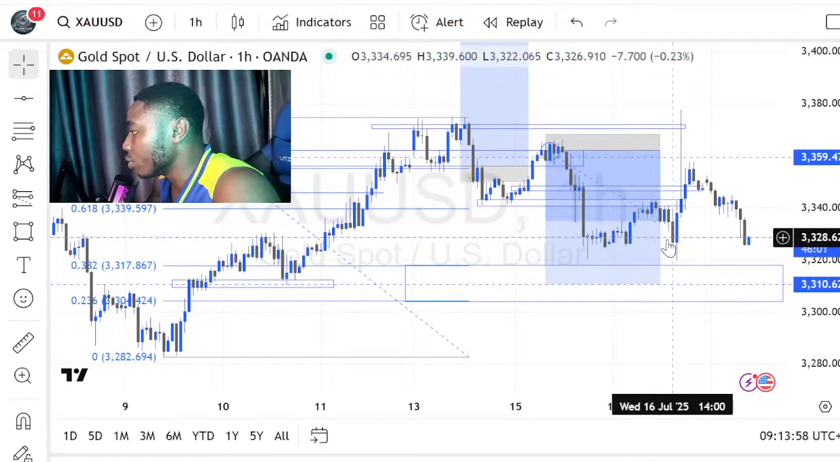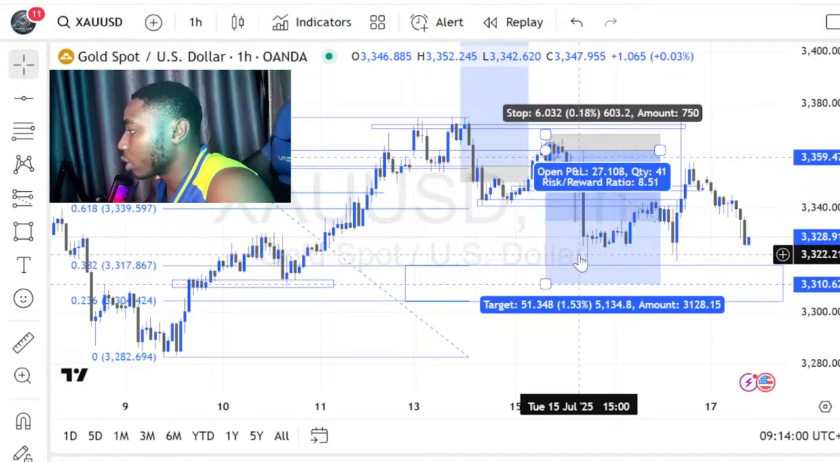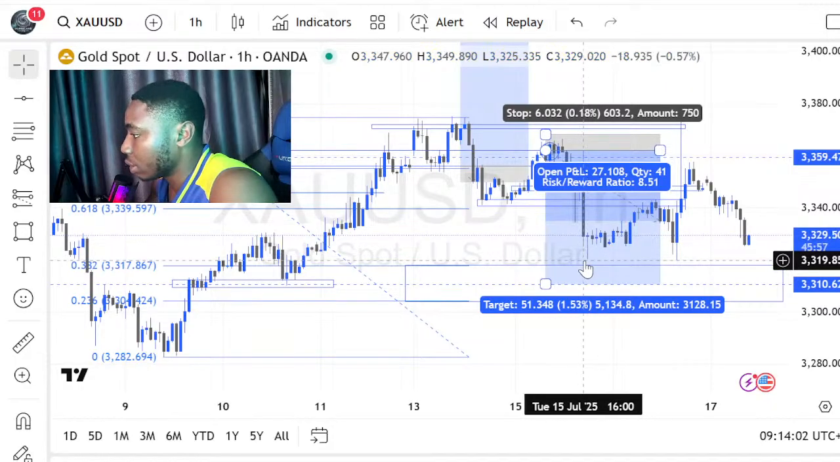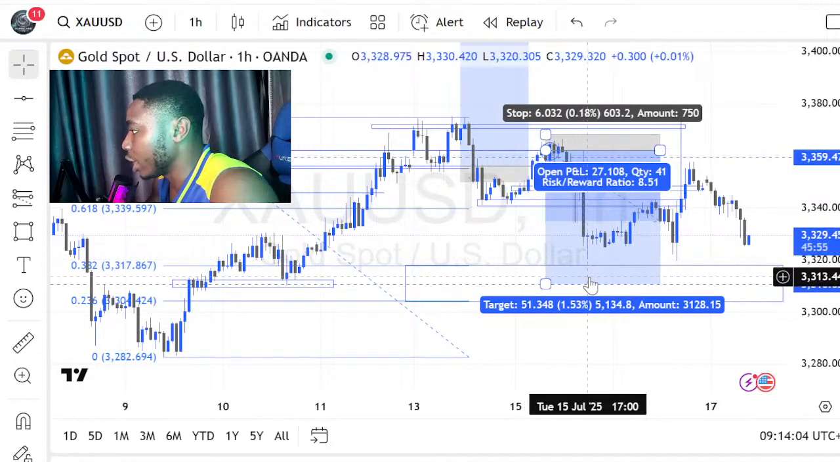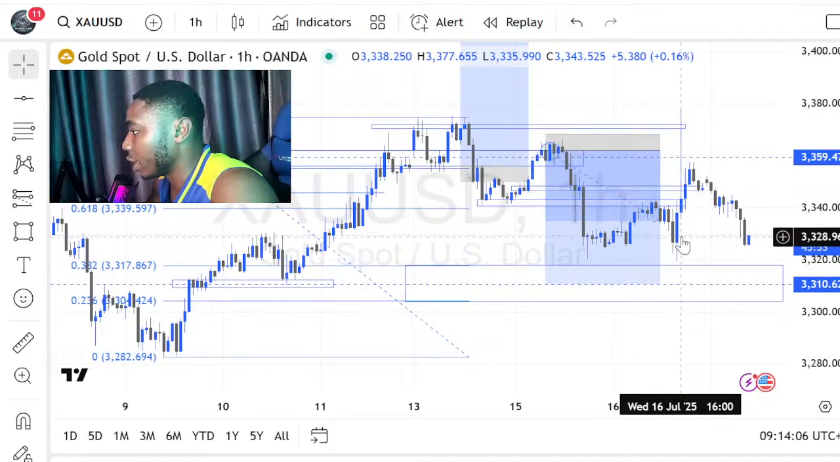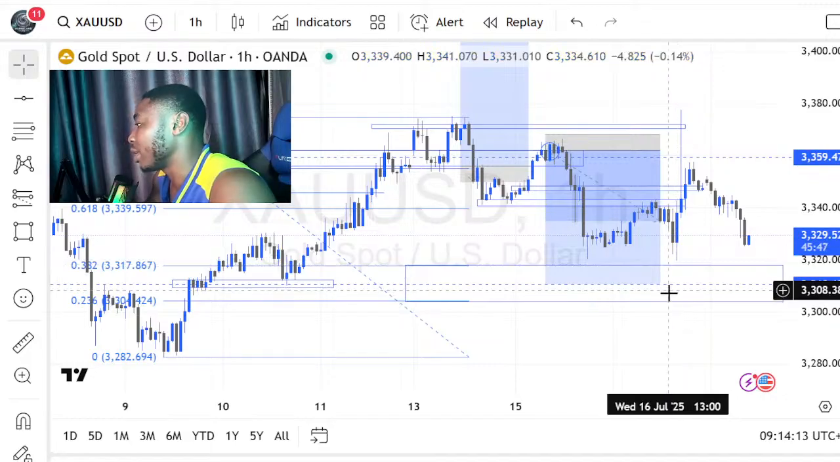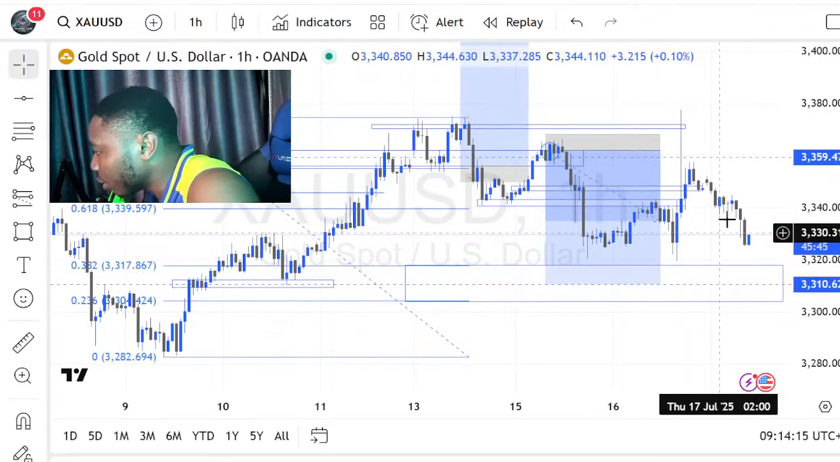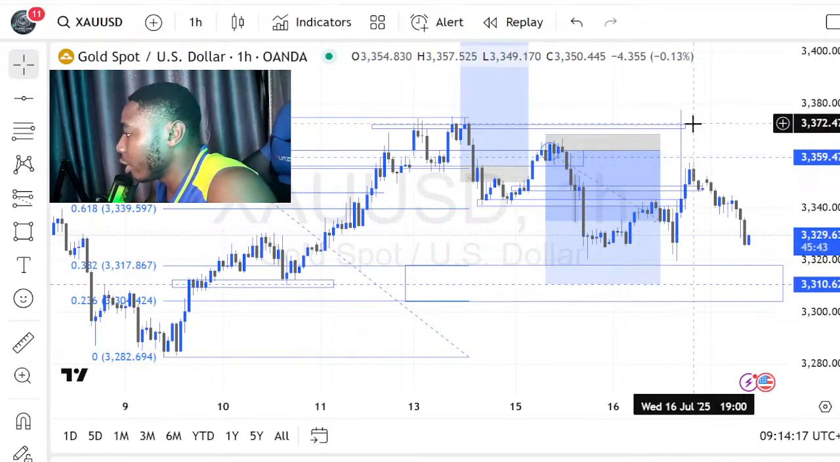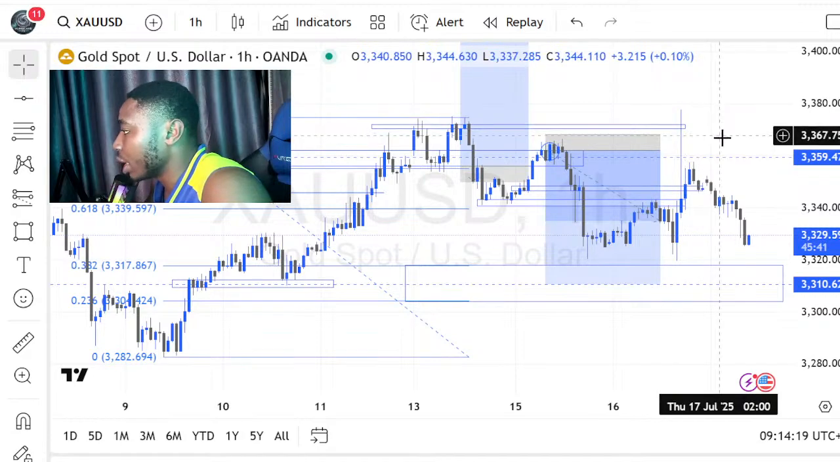So I wonder why gold kept avoiding that zone. It came as if it wanted to enter, and boom, it went back up again. It came again like it's gonna enter again. I was just praying, please tap into the zone so that I can take a buy, but it refused to. And look at the massive boost it did yesterday.